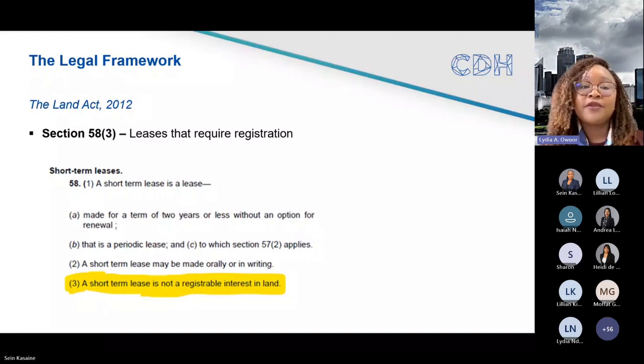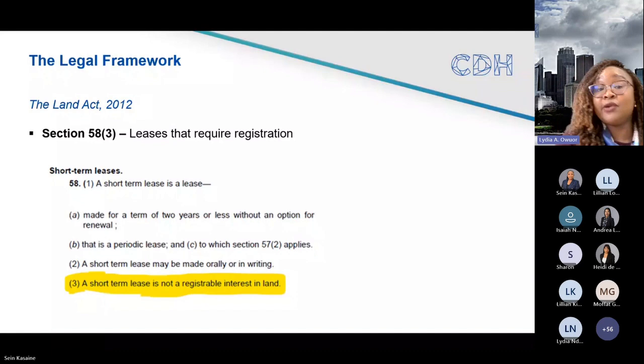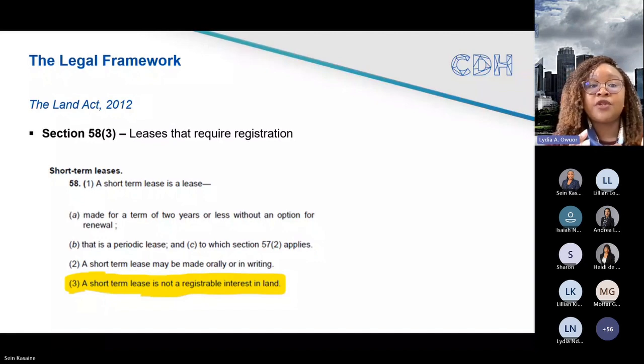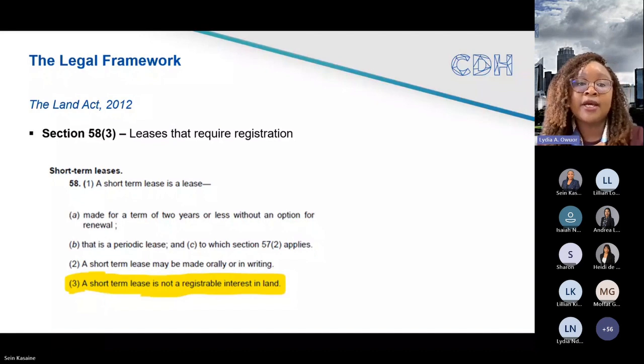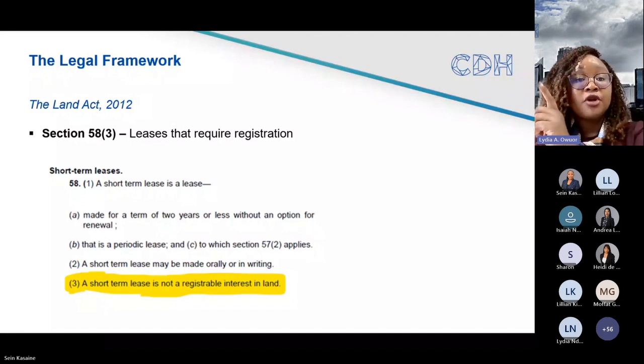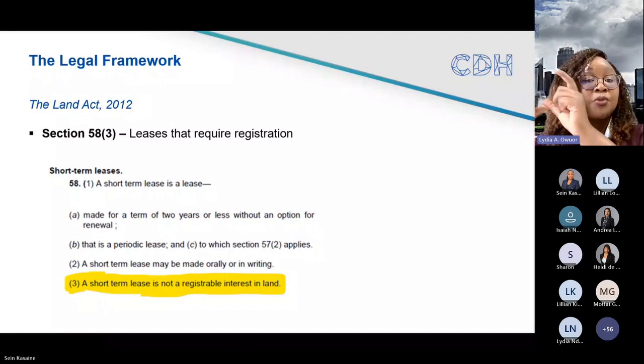But if you're drafting or if you're a landlord and you're granting a lease, just remember that the provision is very clear. 58.1a is very clear that it is a lease made for a term of 2 years or less without an option for renewal. So the minute you include an option for renewal, this exemption falls away, because now you cease being a short-term lease by virtue of that interpretation.